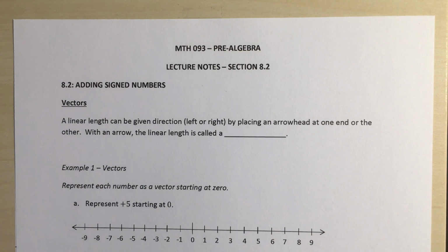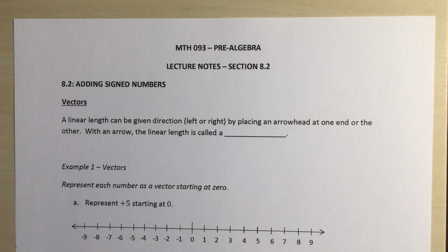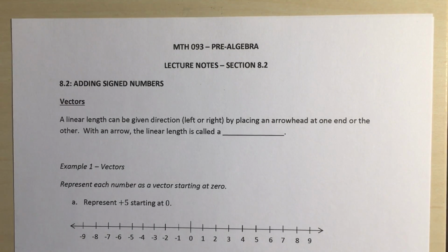one thing that we've already mentioned is that our number line can be very, very useful for us as we're dealing with integers. So we're going to use that in these first couple of examples, along with something called vectors to show how we can add our signed numbers. So a linear length, the word linear referring to a straight line, right? So we're thinking about our number line, right? Can be given direction, either left or right, by placing an arrowhead at one end or the other.